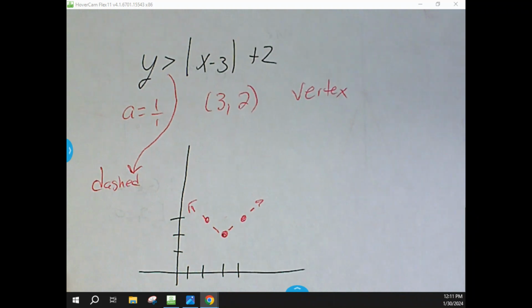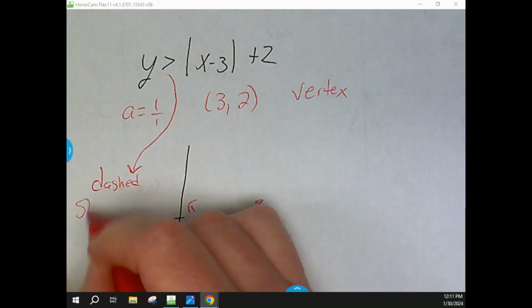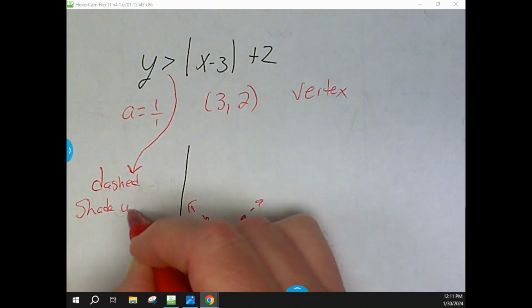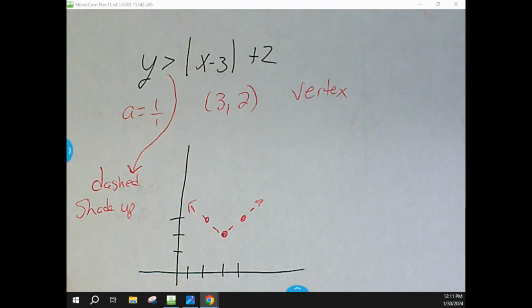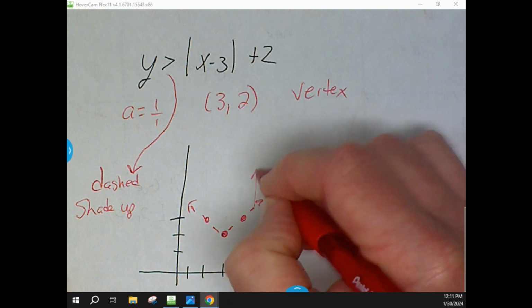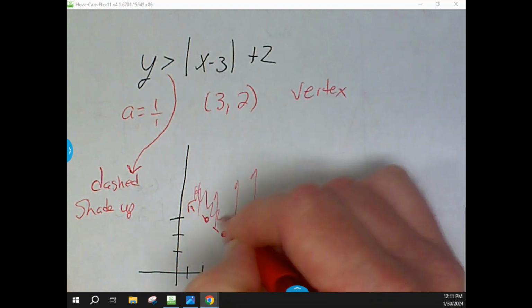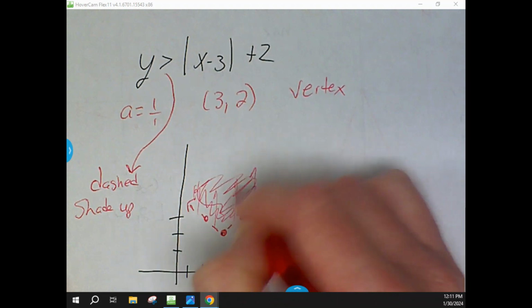Okay, and then we also are going to have to shade. So if it's greater, that's where you're going to shade up. You're like, well, how do I know where to pick from? Doesn't matter. Anywhere on this V-shaped line, you start on the line and you're going to shade in the up direction. So no matter where you start, you're going to do something like that. So basically, you'd have to shade everything inside there.